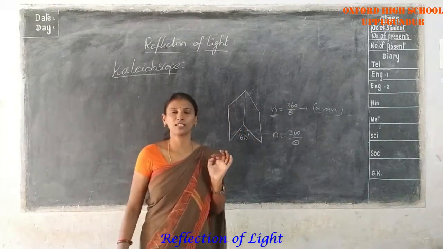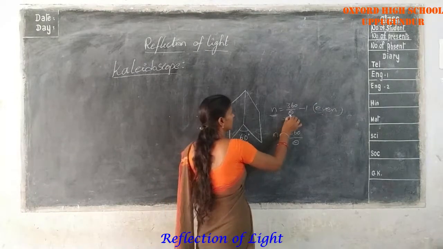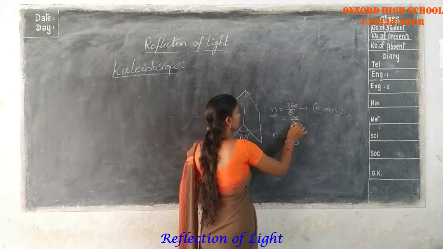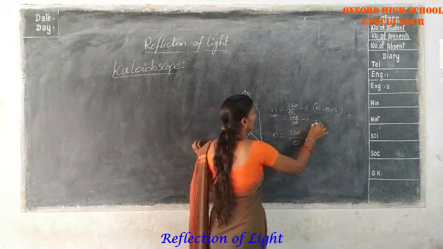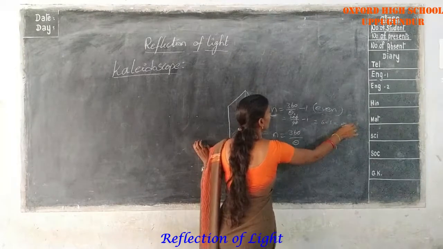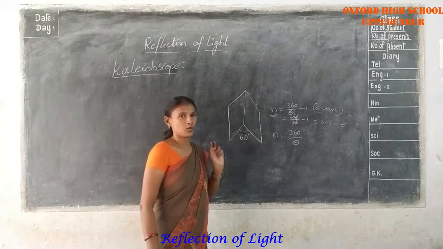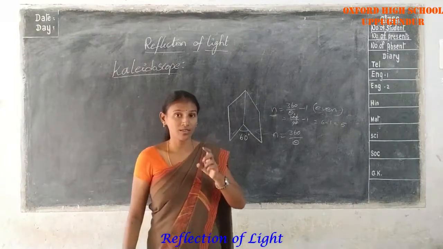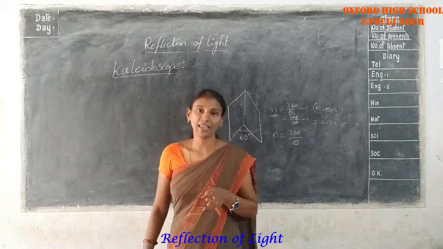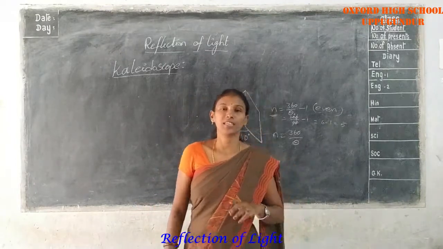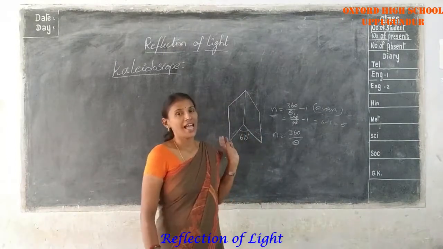How many images are formed using this formula? Here, 360 by 60 minus 1. 6 sixes are 36, so finally 6 minus 1 is equal to 5. Five images are formed. So it mainly depends on how many mirrors are used, and one more point, the angle between the mirrors. That's why we consider how many images are formed in the activity.